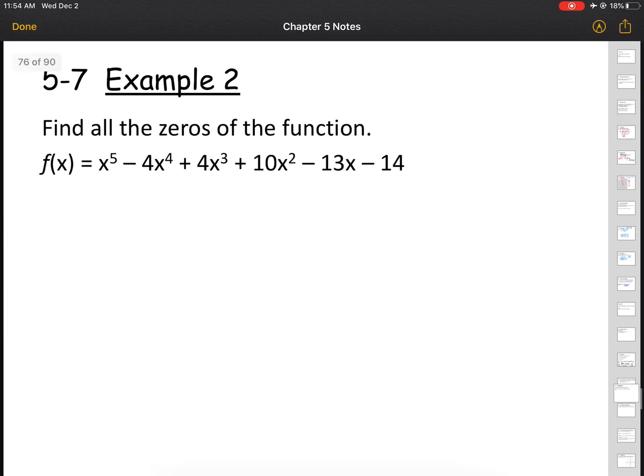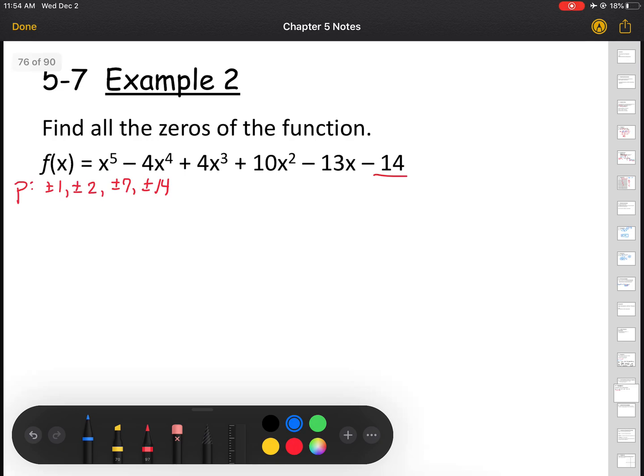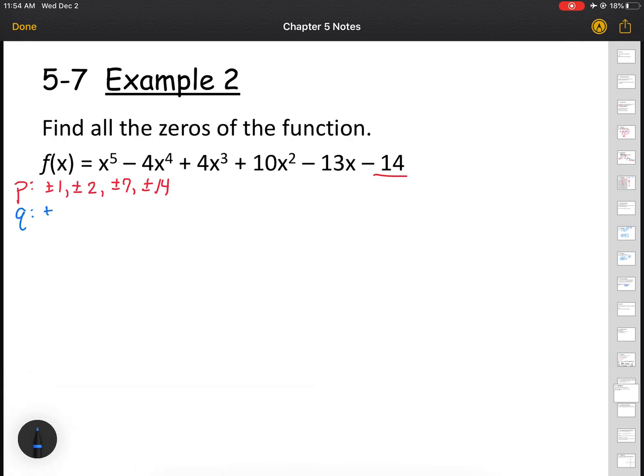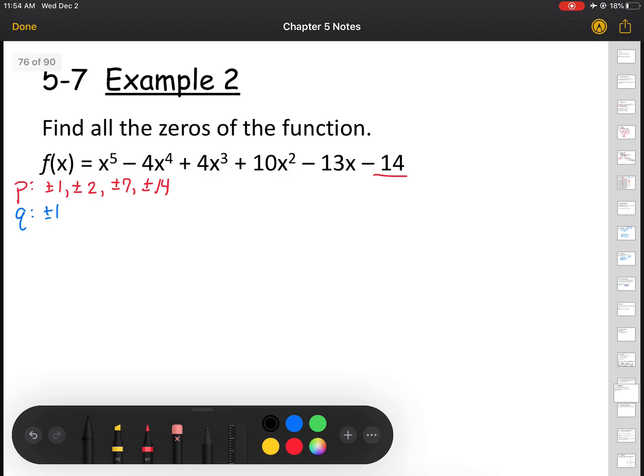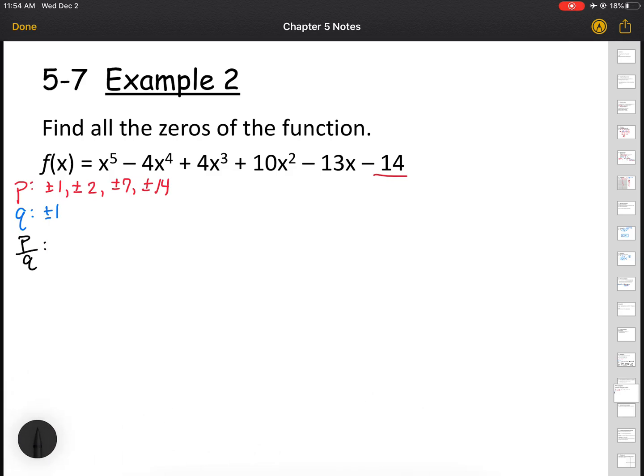In example 2, we're going to try to find all the zeros of that function. First off, I want to do my p's and q's. Remember, p is my constant, and the factors of it are 1, 2, 7, and 14, because of my constant 14. Now I'm going to look at my q's. My factors of 1 are just 1. So my possible p over q solutions are positive or negative 1, 2, 7, and 14. And again, we're going to try to test these out.